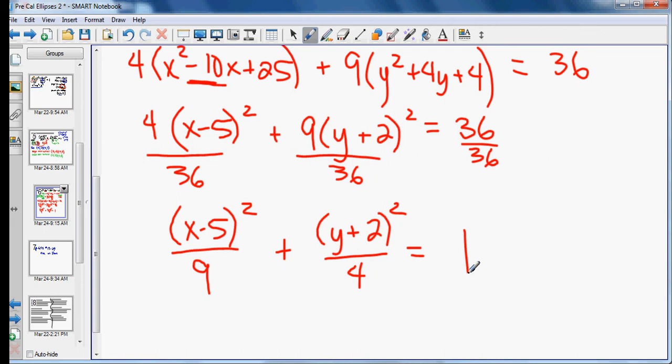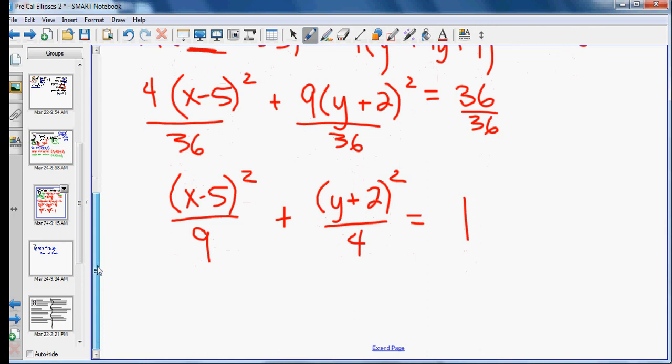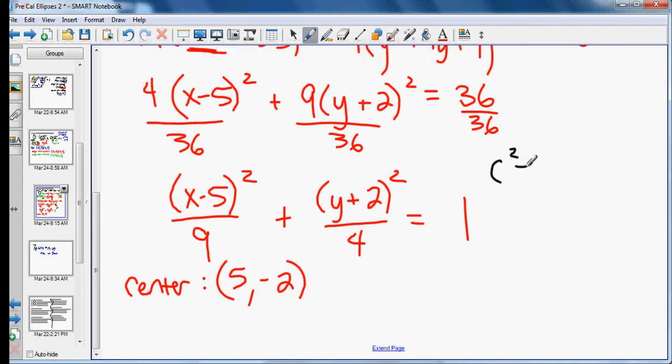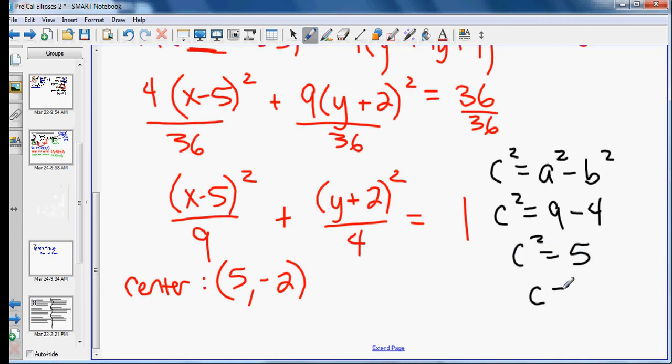So I referenced this earlier, that you should just leave it as the square root of 5. Don't convert it to a decimal. Don't do it. Since x has the bigger denominator, I will need to add and subtract the c to the x value in the center. You can go back and look at your equations. Since x is the term that has the bigger denominator, I'll add and subtract the c to the x value to get the foci. So I'll do 5 minus the square root of 5, negative 2. So I'm just subtracting the square root of 5 from that original 5, and then 5 plus the square root of 5, negative 2.